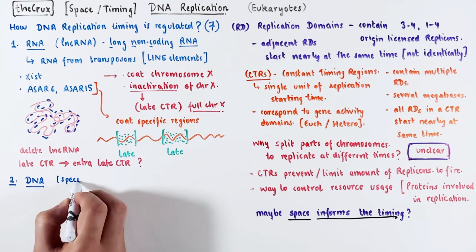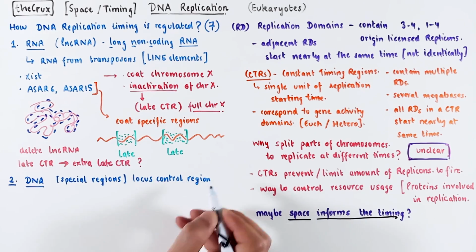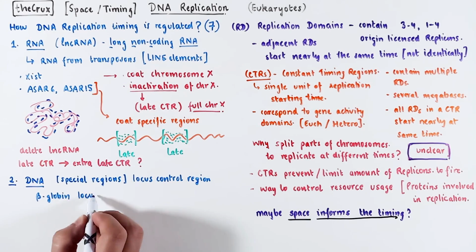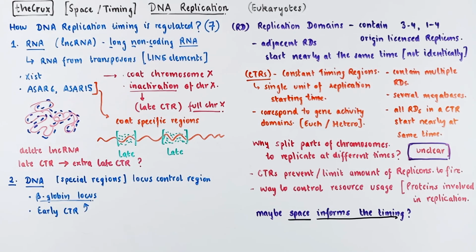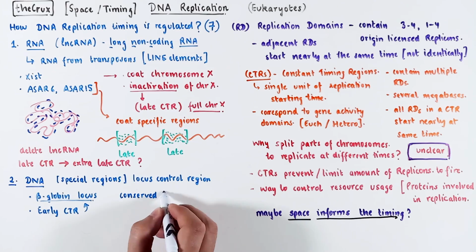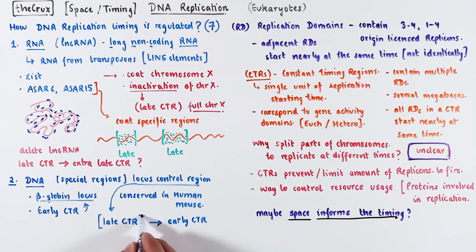Second, DNA. A special case of this is the locus control region, present in the beta globin locus. This control region makes the locus an early CTR. This special DNA region is conserved in its CTR function in both humans and mouse. And you can convert a late CTR to an early CTR simply by inserting this locus control region into a late CTR.